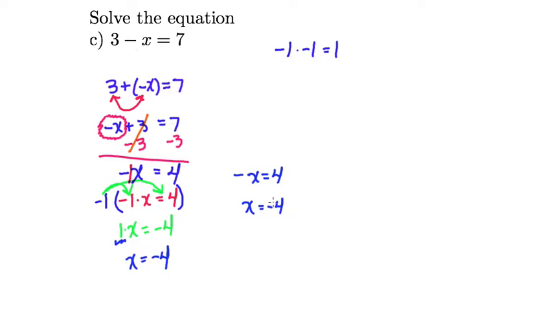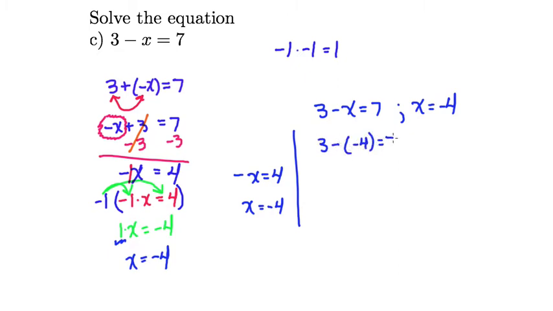Let's now evaluate this value for x in the original equation. Let's make sure it satisfies the equation and we get a true statement, okay? Let's go ahead and do that. So we're going to get 3 minus x equals 7, and let's let x equal negative 4, okay? So we'll get 3 minus negative 4 equals 7.